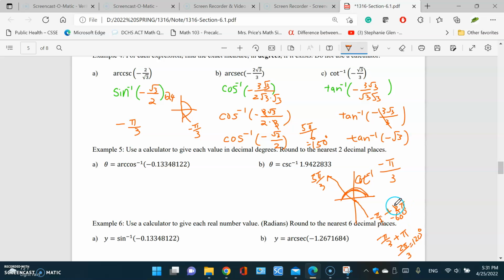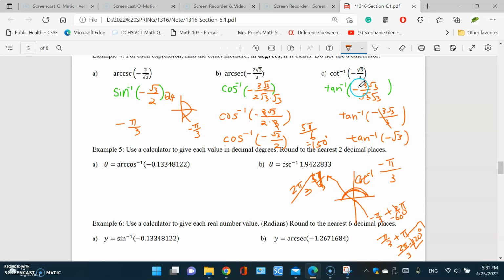Sorry, here we just add a pi, not a 2 pi. 2 pi is one full rotation. So we just add a pi into it. So here we get 2 pi over 3. So your cotangent inverse with a negative root 3 over 3, eventually this is equal to 120 degrees on quadrant 2.